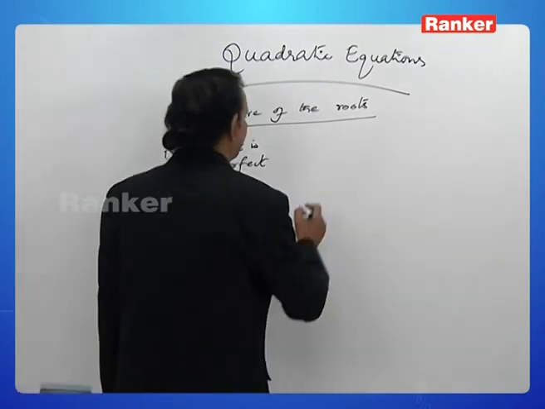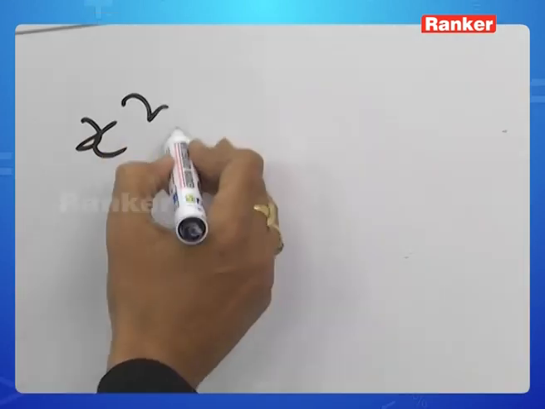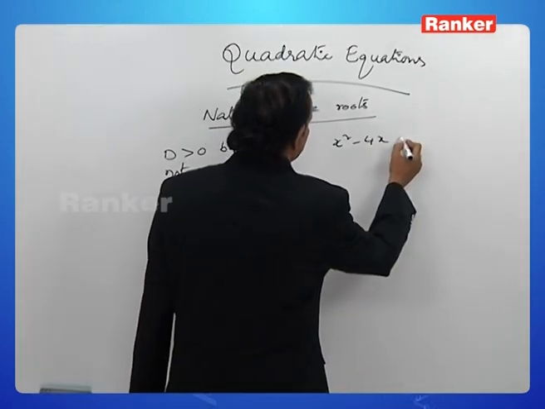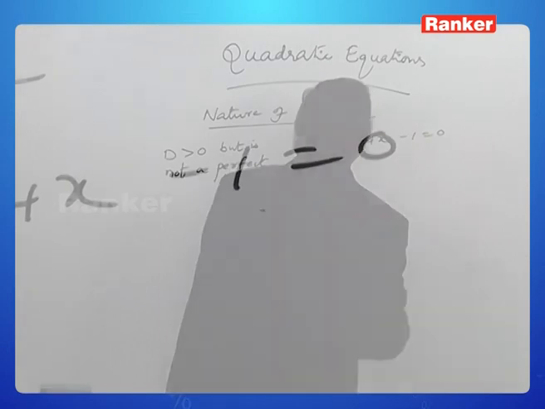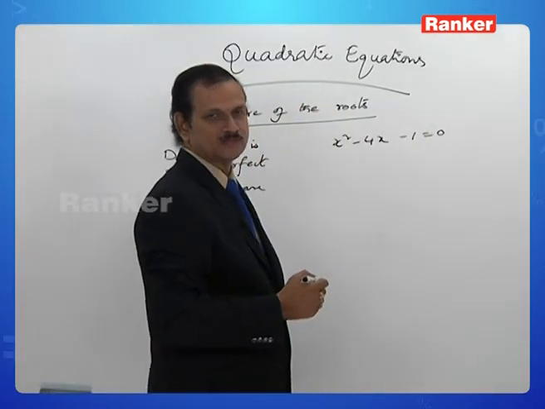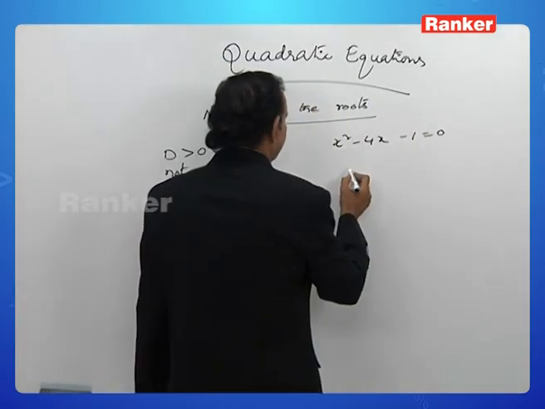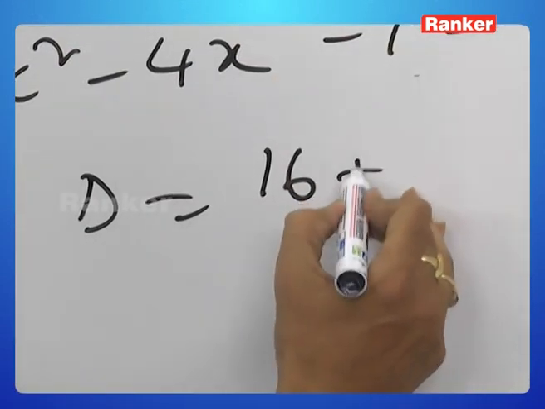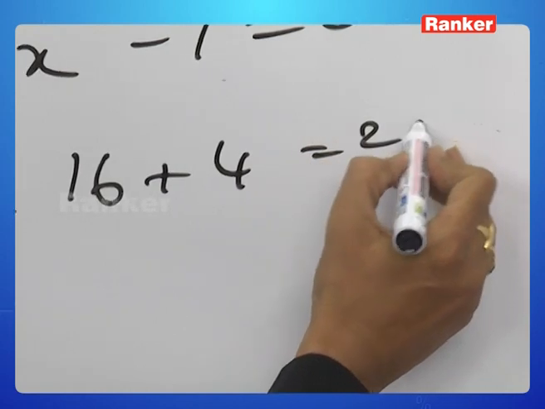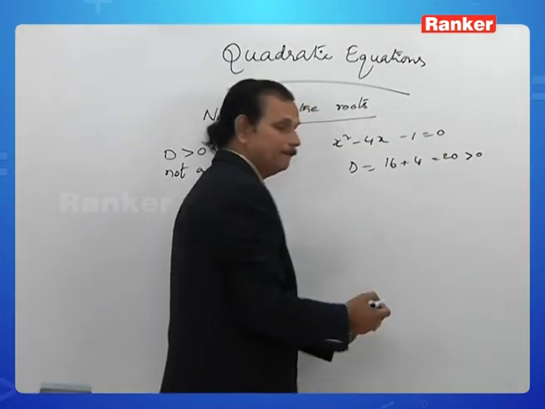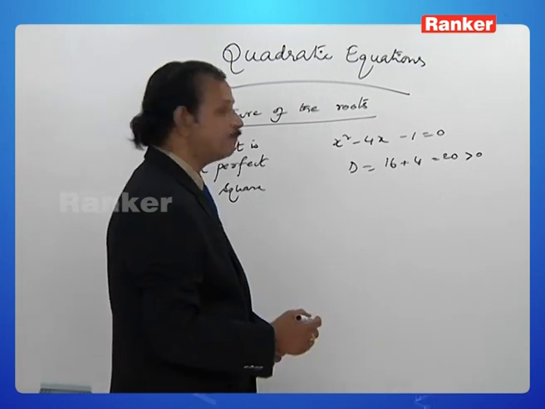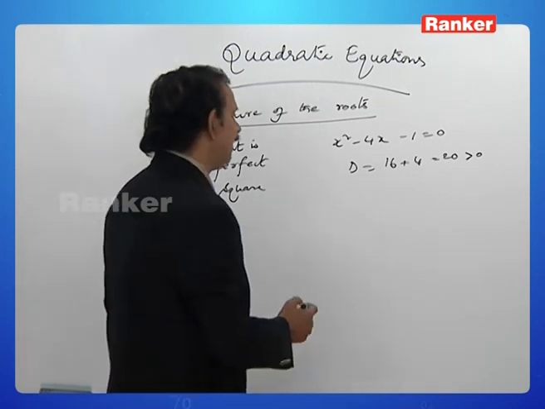Not a perfect square. x square minus 4x minus 1 is equal to 0. Please observe this equation. What is the discriminant? b square minus 4ac is 16 plus 4, which is equal to 20, greater than 0, but it is not a perfect square. What is going to happen?